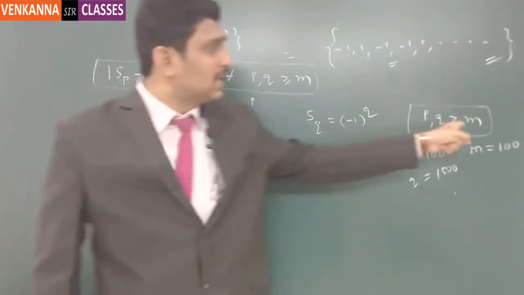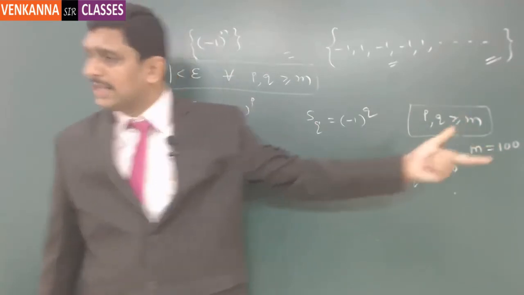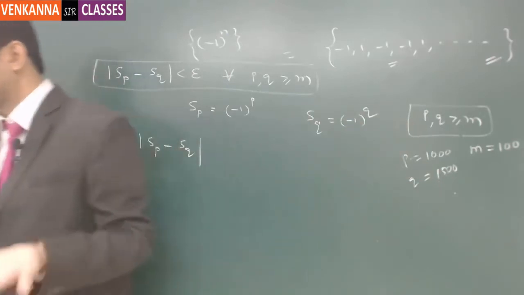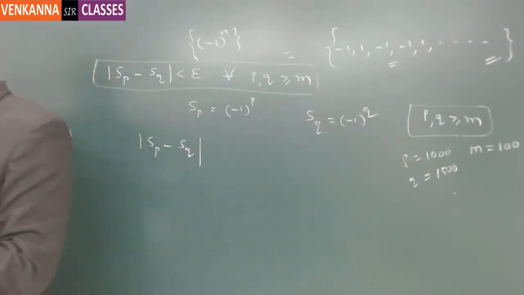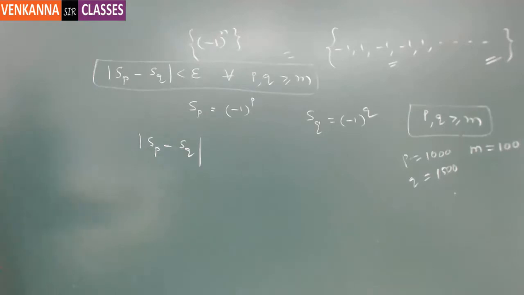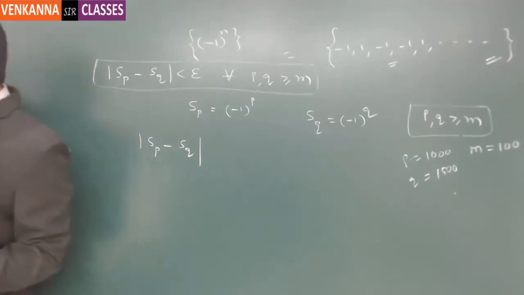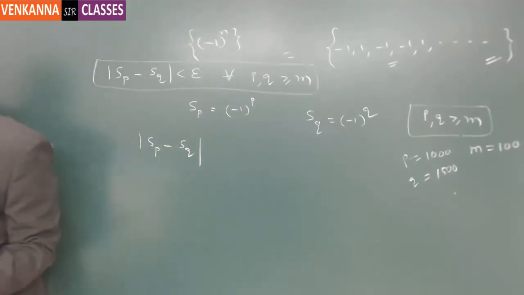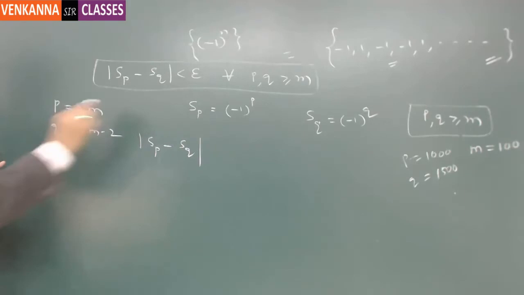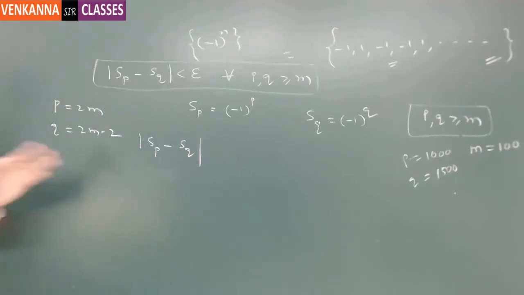P and Q must be greater than or equal to M. You can take P and Q as one number is 100, another number is 101. You can take the successive term numbers, or you can take any two term numbers in the sequence, starting from M onwards. So if you take P is equal to 2M, another one is equal to 2M minus 2. Please understand, 2M minus 2, right? That is also acceptable. So let us do that. So you are saying that P is equal to 2M and Q is equal to 2M minus 2, right? So let us do like that.